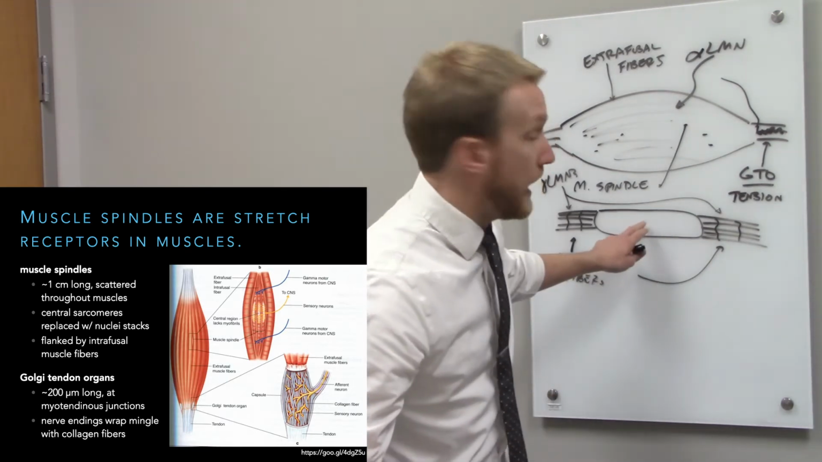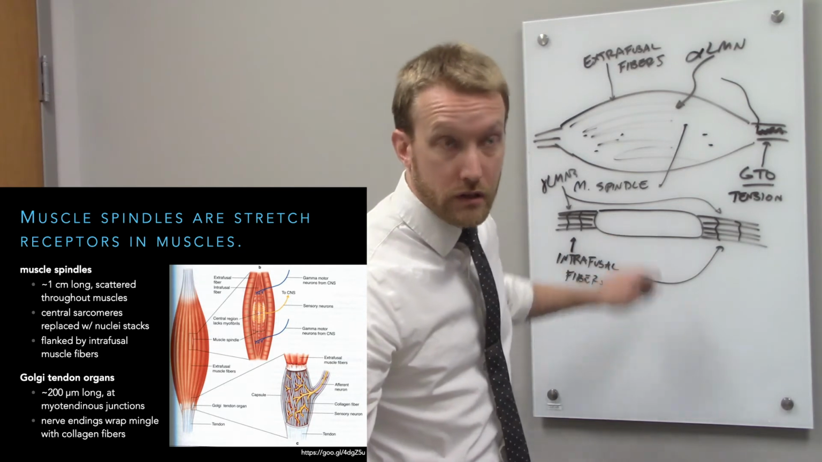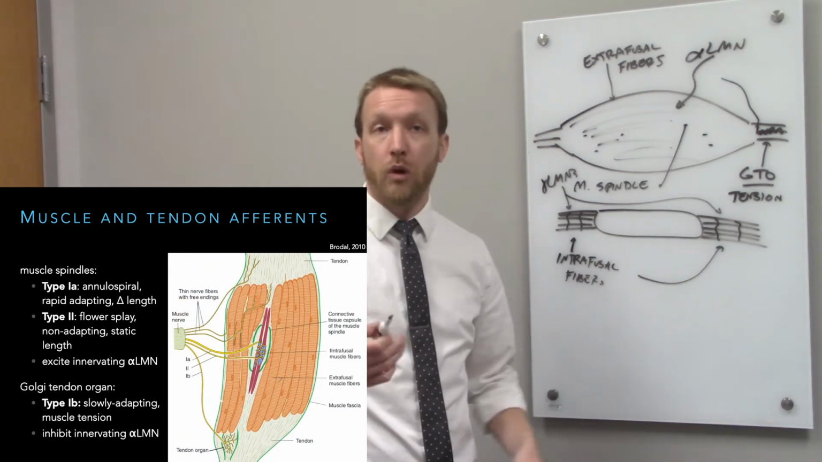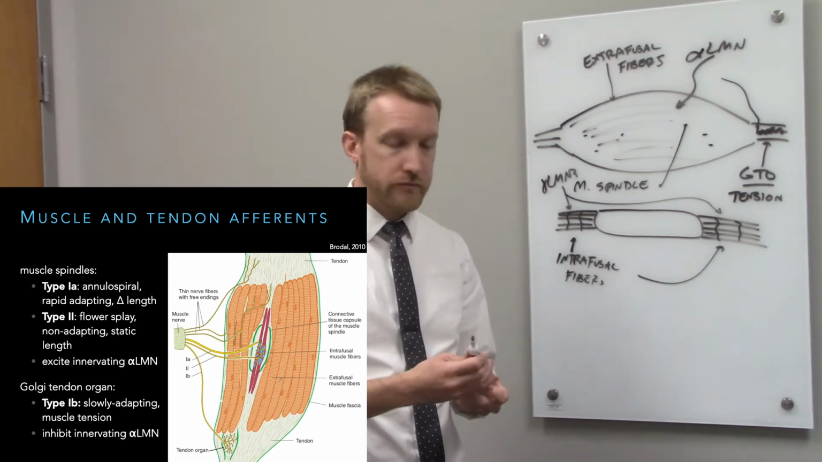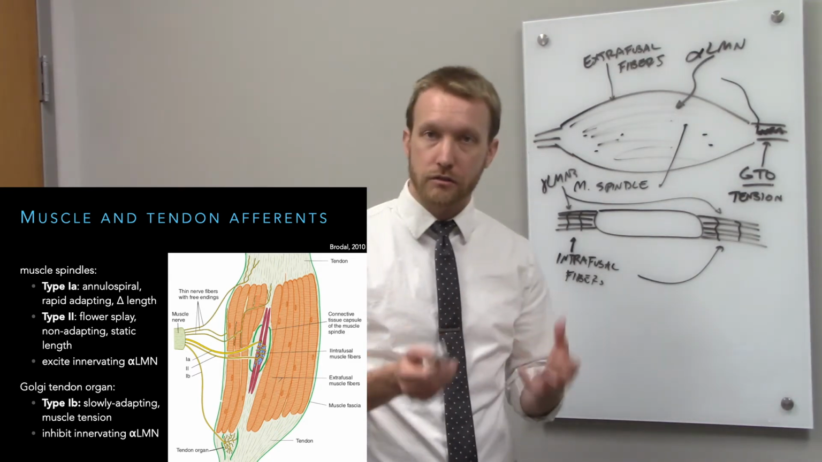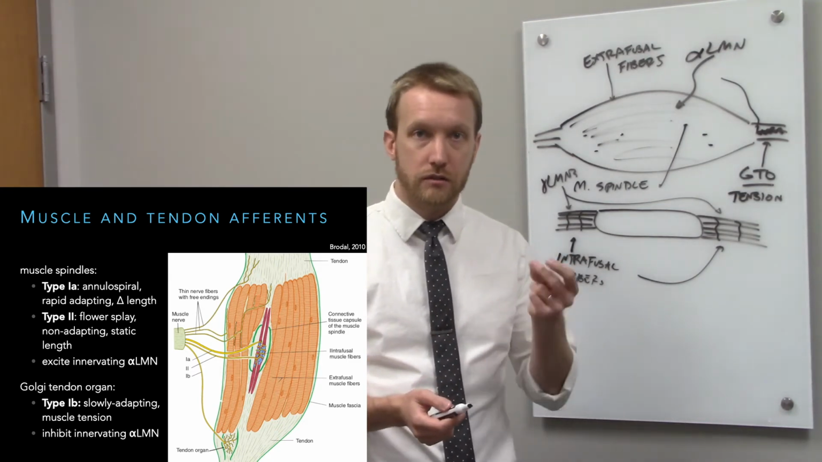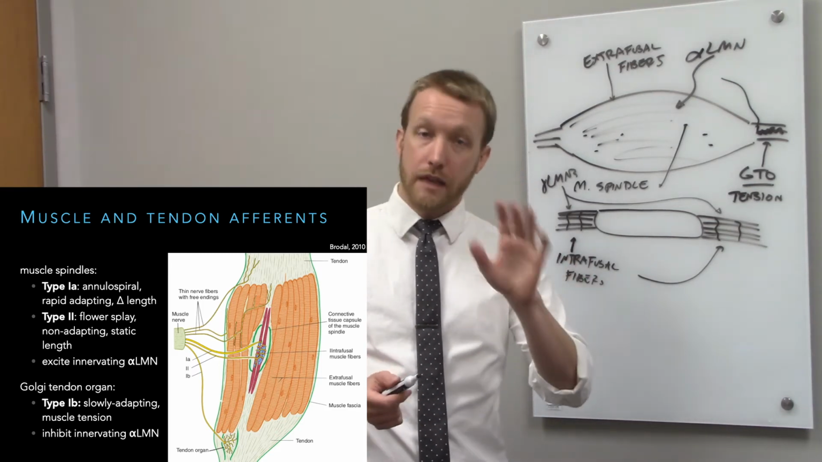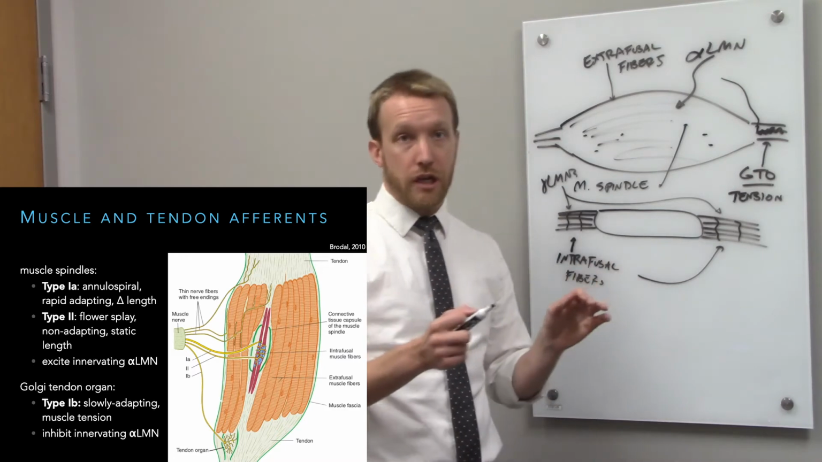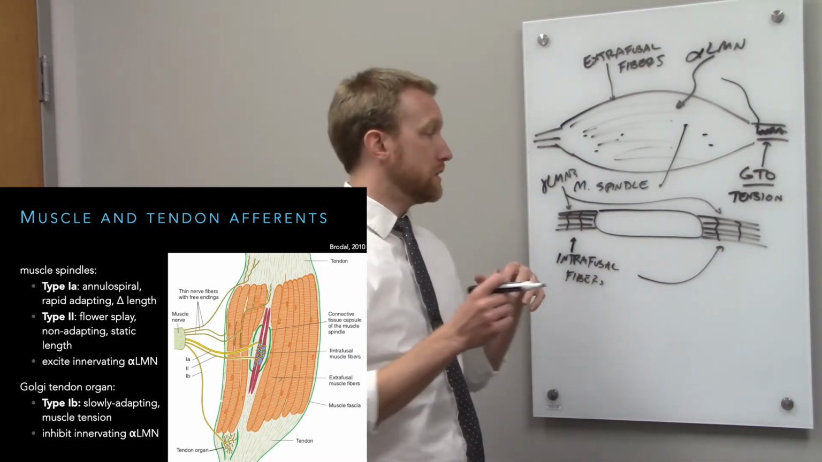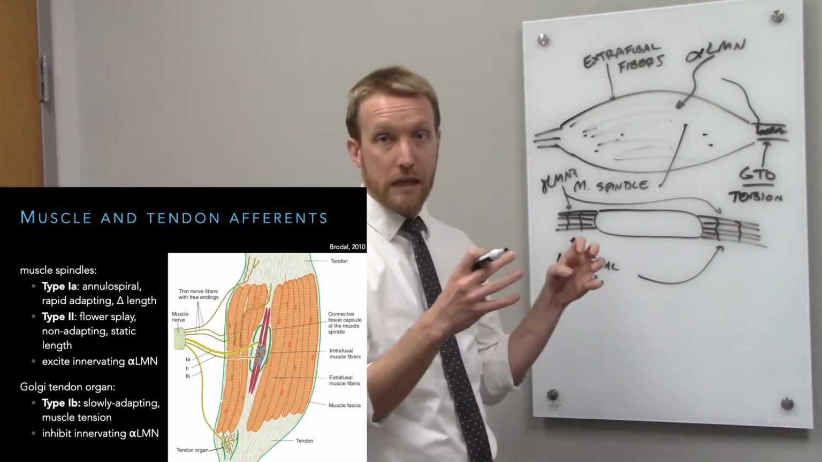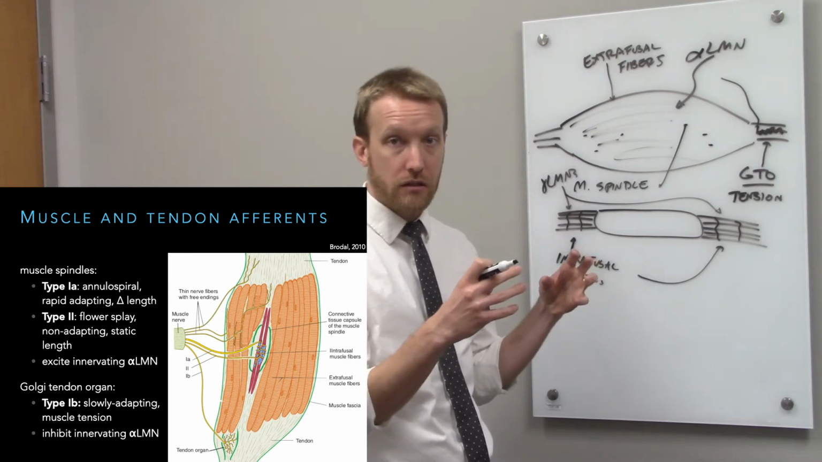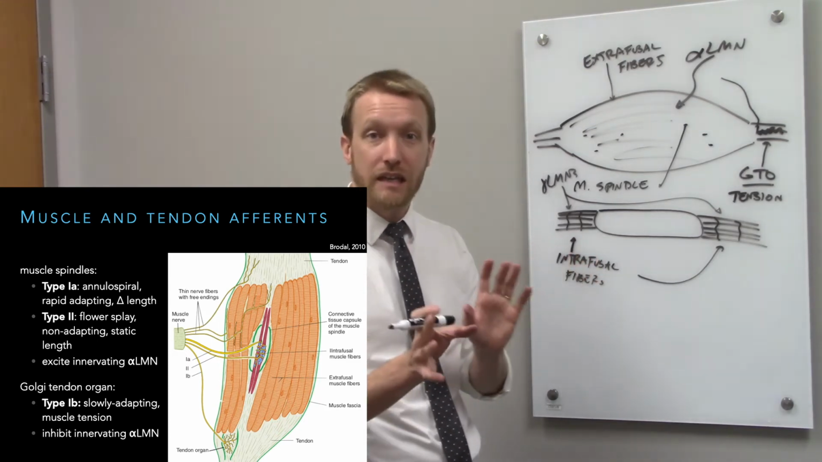There are two types of afferents within the muscle spindles. So the type 1A, a little bit larger, conduct signals a little bit faster, also rapid adapting. These sense a change in muscle length while it's happening. So as it's stretching, they're very stimulated. Once the stretch stops, not as stimulated.